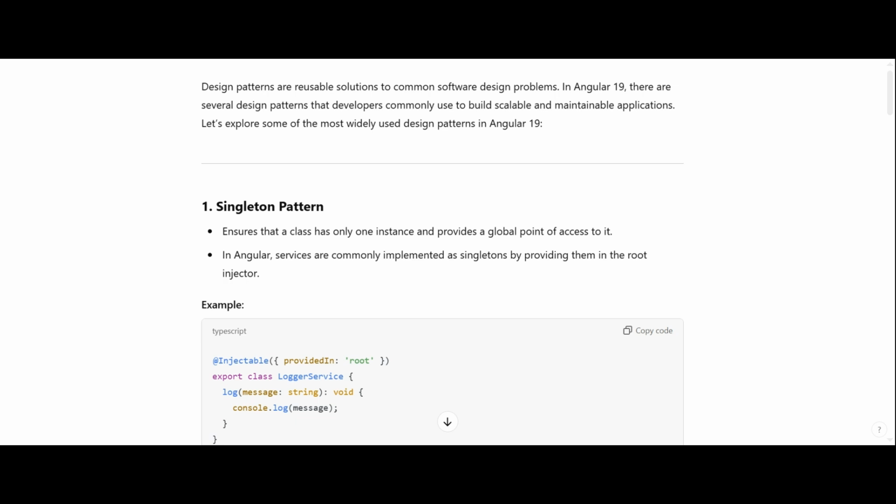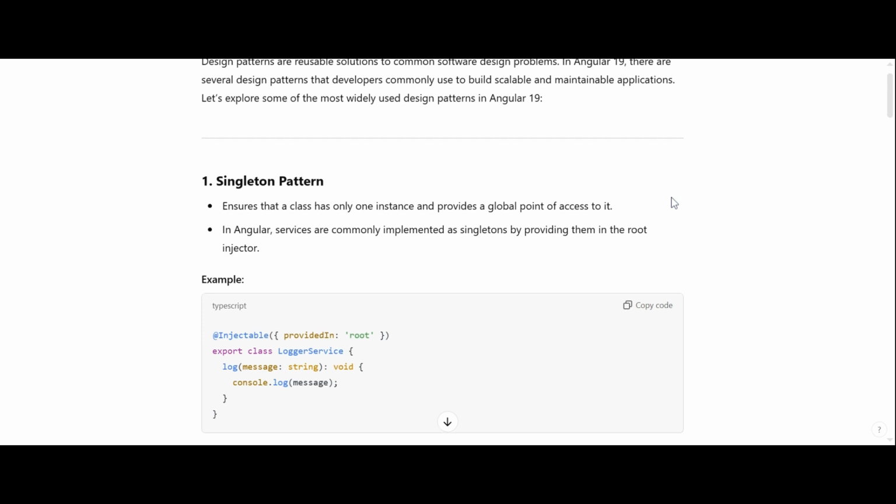So, first of all, let's understand what are Angular patterns. So, what exactly are design patterns? In simple terms, design patterns are reusable solutions to common problems that developers face while building software. So Angular 19 offers a bunch of design patterns that help us write modular, efficient, and organized code. Today we will cover some of the most popular ones, including the Singleton pattern, observer pattern, Facade pattern, dependency injection, and more. So let's talk about Singleton pattern first.